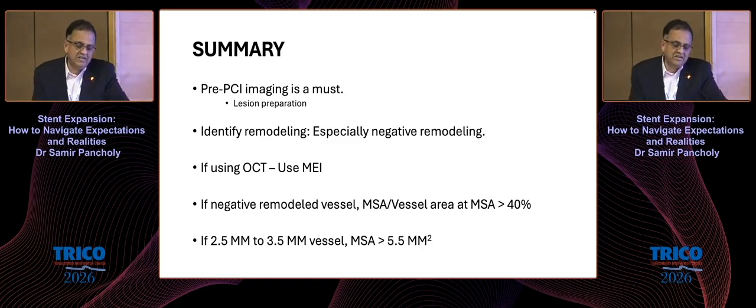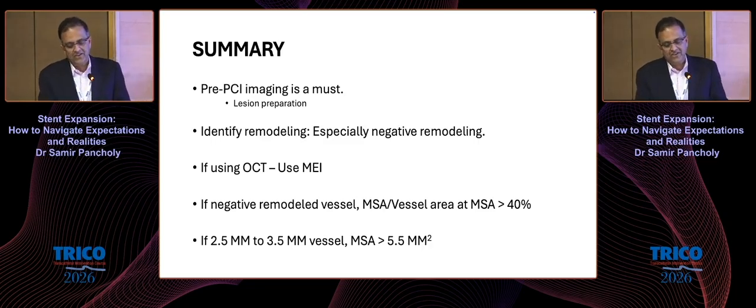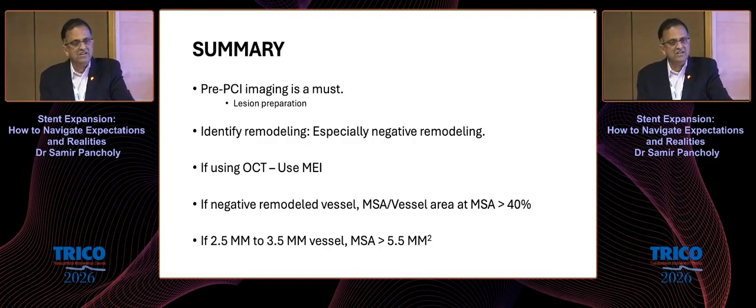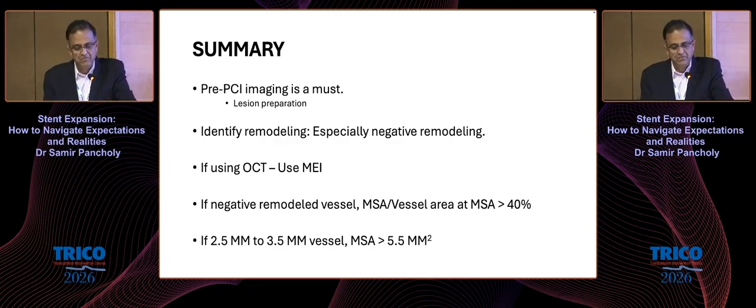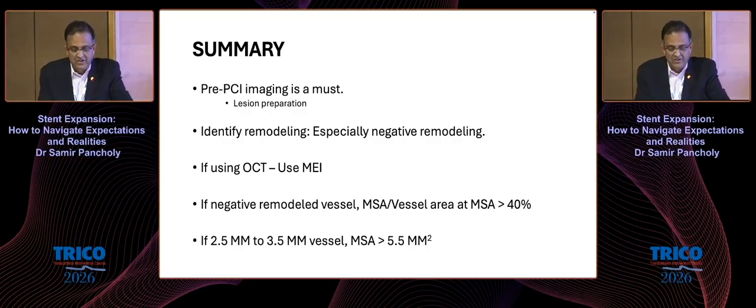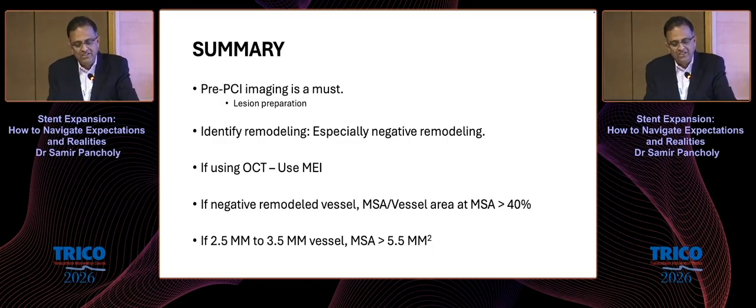Pre-PCI imaging maximizes your chances of meeting one of these criteria post-PCI. It's important to identify remodeling, especially negative remodeling, because if you chase those patients to expand your stent, you will end up with a bad outcome in the lab. Using OCT, you can use more volumetric metrics like MEI. And when you have a negatively remodeled vessel, use the Fujimura metric, I call that, which is MSA divided by vessel area at MSA of greater than 40%. And if you're dealing with the generic vessel size, 2.5 to 3.5 millimeters, an MSA of 5.5 or larger millimeter square is well indicative of good stent expansion.